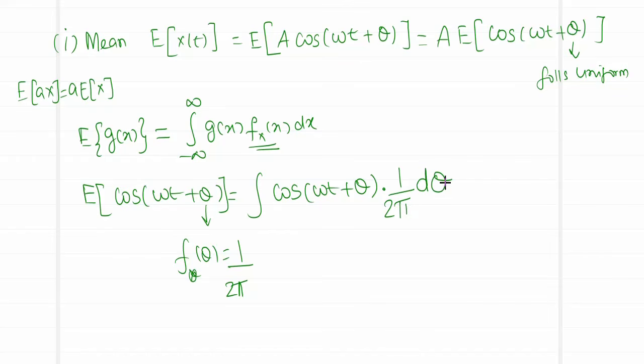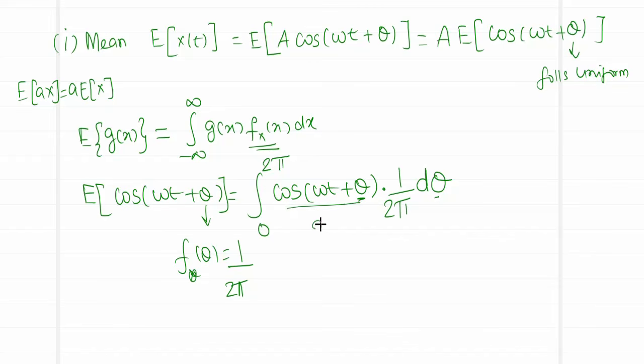And the integration is with respect to which variable? Theta, not x, as defined in this function. And where is the limit of integration? The limit of integration is between 0 and 2 pi. So what we have over here: the expected value of cos(omega t plus theta) is now equivalently the integral from 0 to 2 pi of cos(omega t plus theta) times 1 by 2 pi d theta.